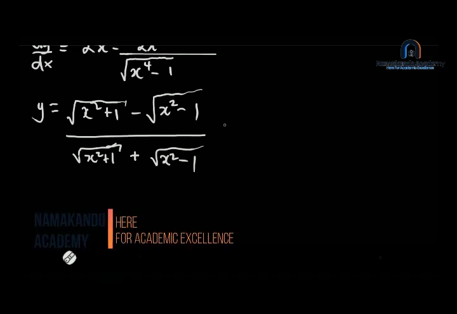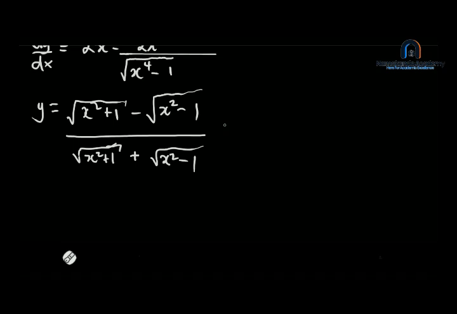So what you do here is, you're going to multiply both the numerator and denominator by the conjugate of the denominator. So we'll say multiplied by, we now indicate the conjugate of the denominator, so it will be square root of x squared plus 1, then minus square root of x squared minus 1. We do the same even down.